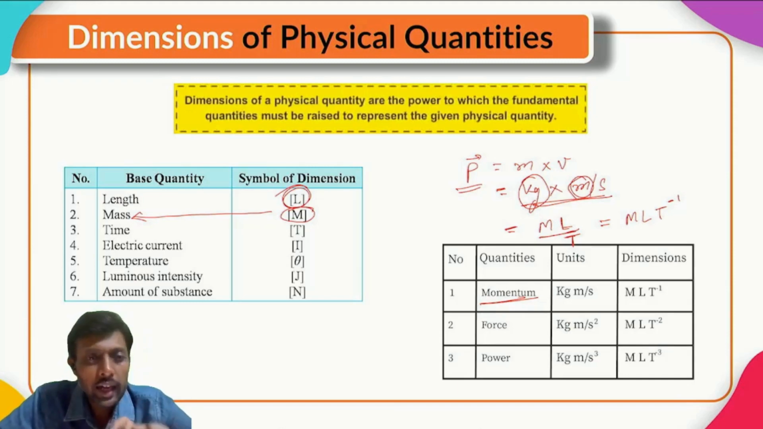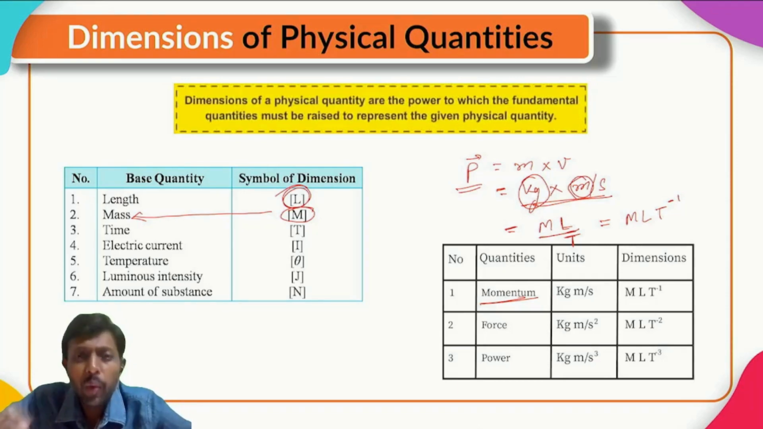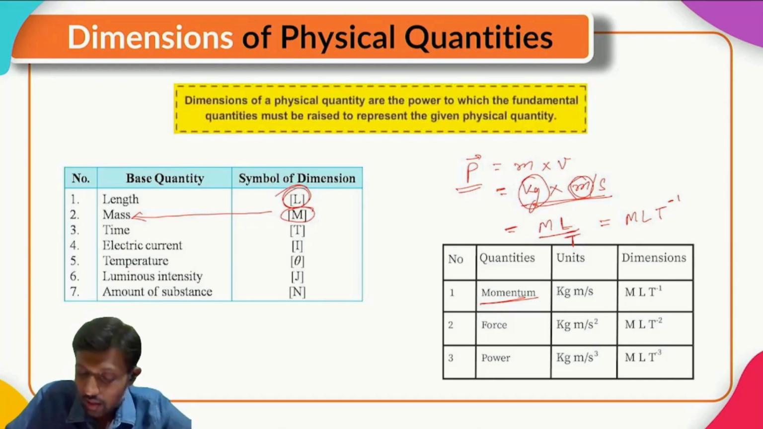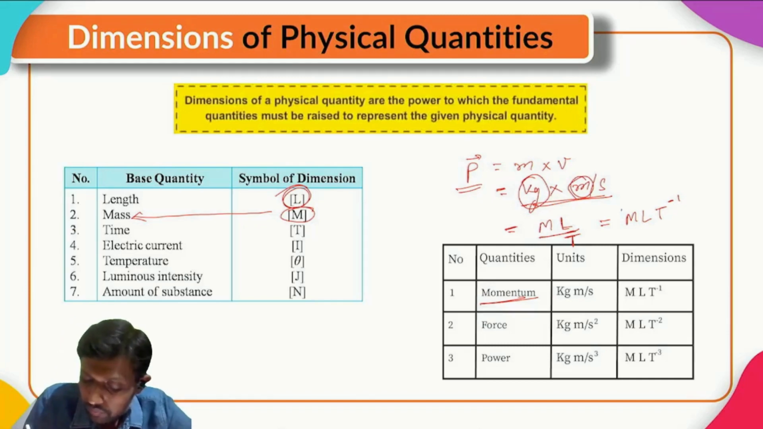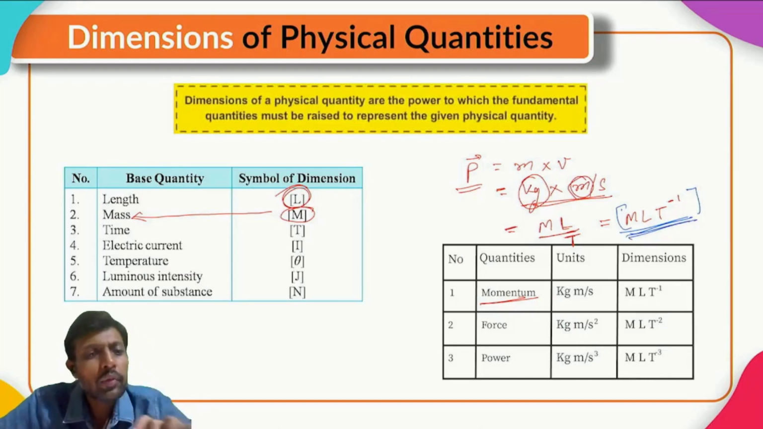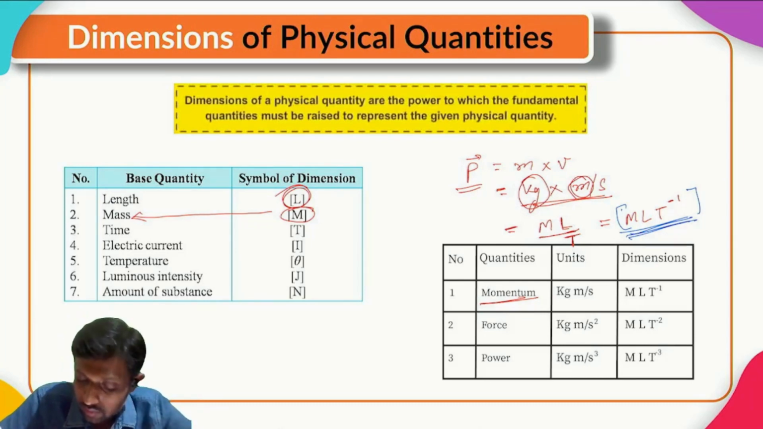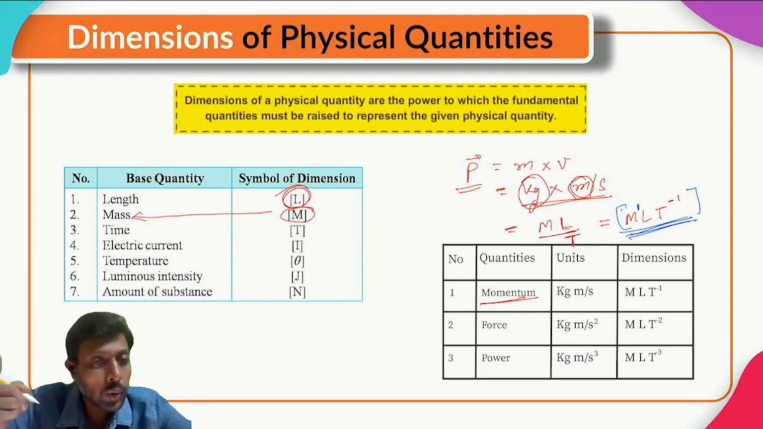So what is dimension? Coming back to our original question. The dimension is the power to which a certain symbol is raised. In the dimensional formula of momentum, the dimension of time is -1. The dimension of mass is 1, because mass is raised to the power 1.